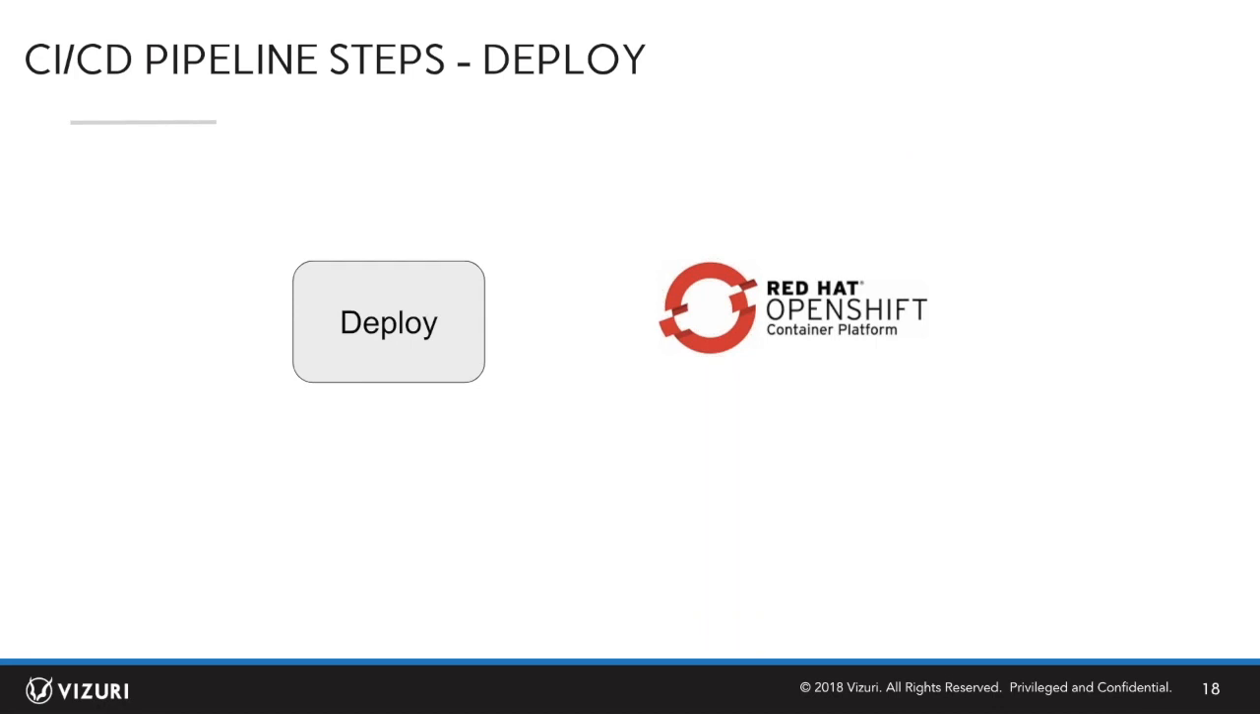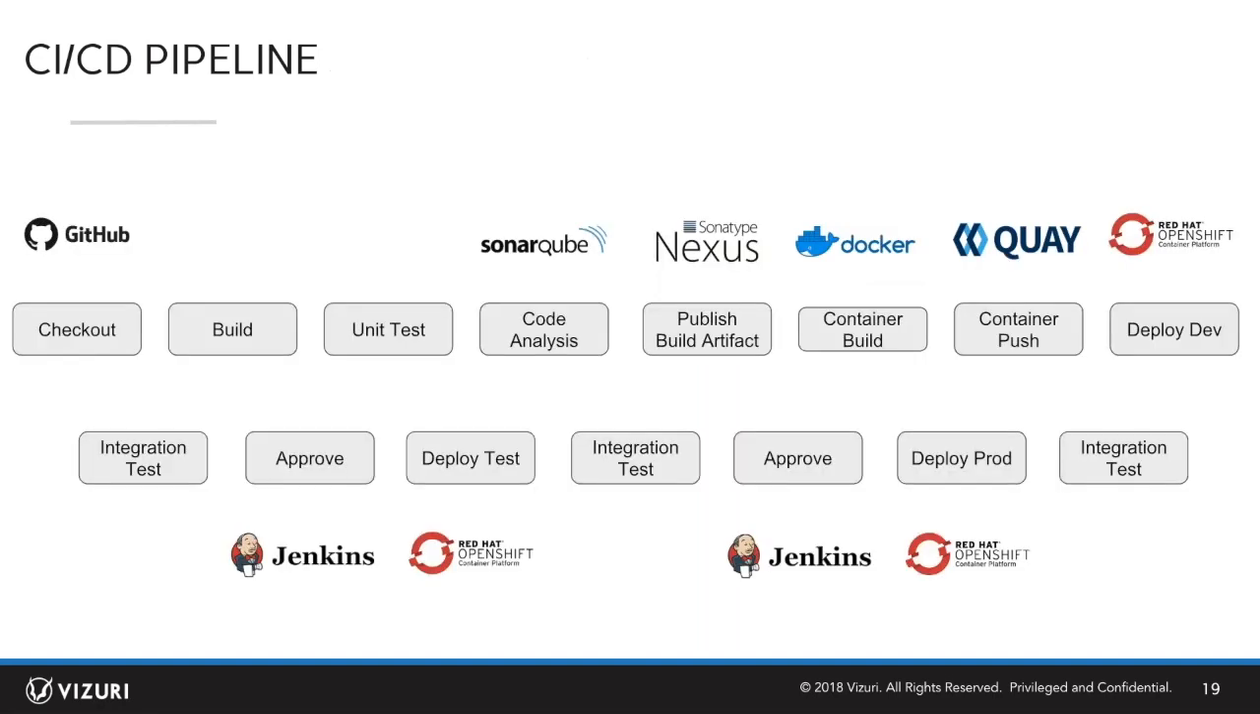We have our containers, pushed to a registry. Now we want to deploy and run these containers on our OpenShift platform. So this kind of brings it all together. As you see from left to right here, we're going to check out our code, build it, unit test it, perform some code analysis with SonarQube, publish the artifact to a Nexus repo, use Docker to build a container, and publish that container to our enterprise Docker registry. In this case, we're going to use Quay. Then deploy in our dev environment.